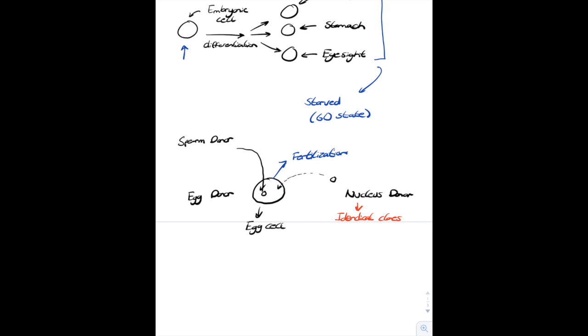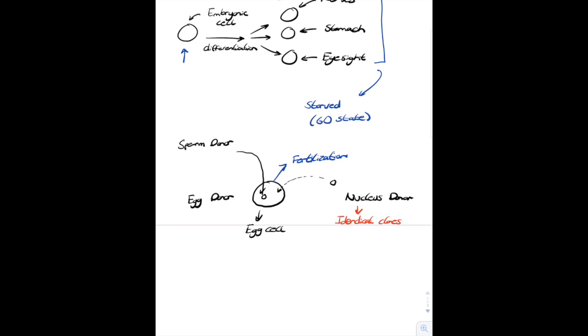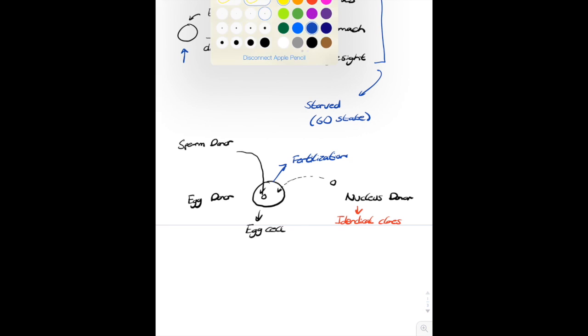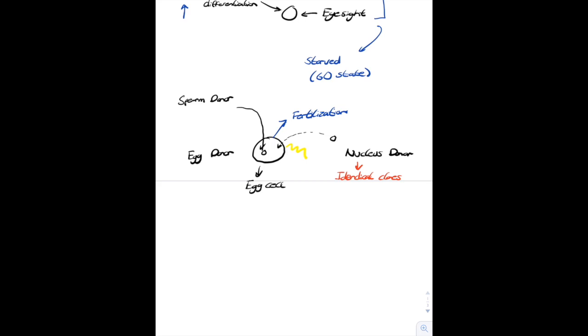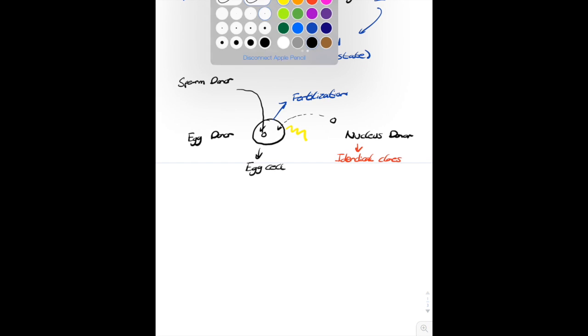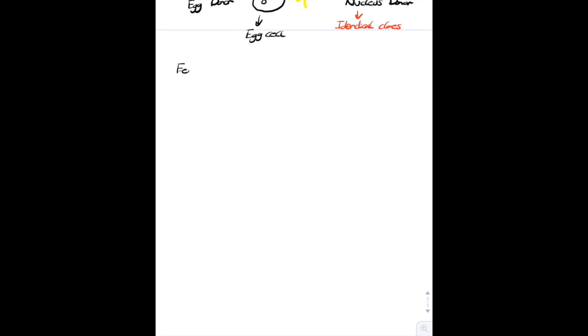Now, in order to get that nucleus from your nucleus donor into the egg cell from your egg donor, electric shock needed to occur. Electric shock will basically allow a pore to form on your egg cell, and it will allow the nucleus to be inputted into the egg cell. So now, once this egg is fertilized, it will be inserted into several sheep. So the fertilized cell will go into multiple sheep.